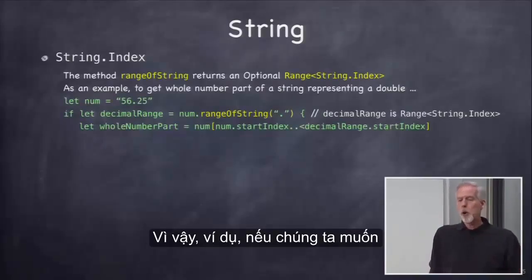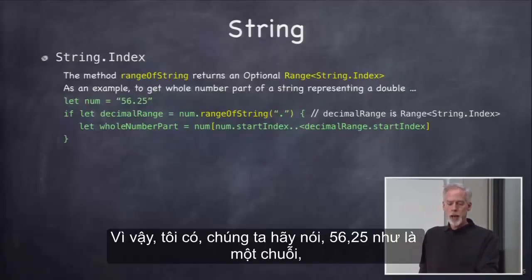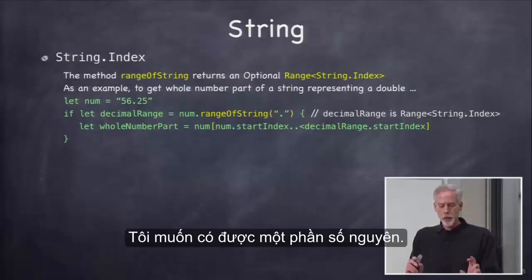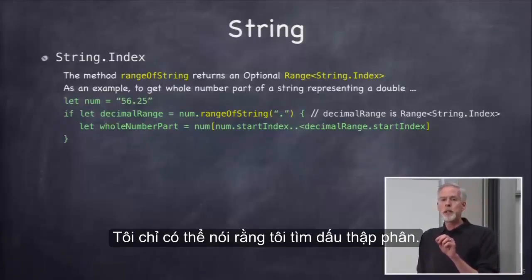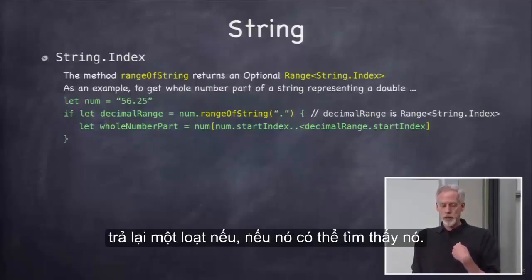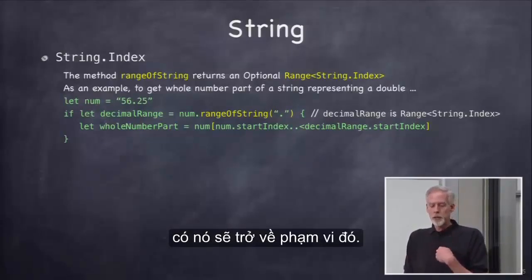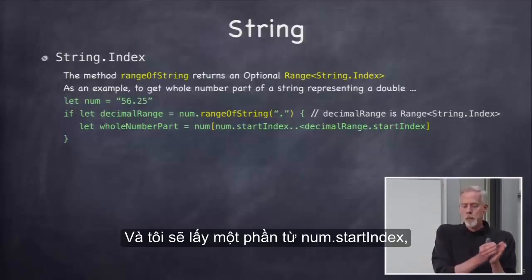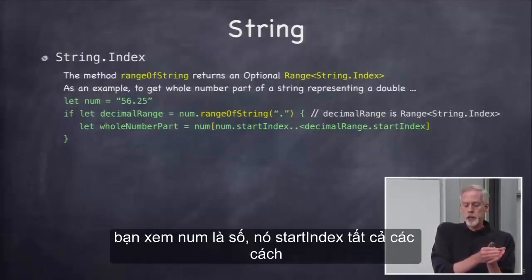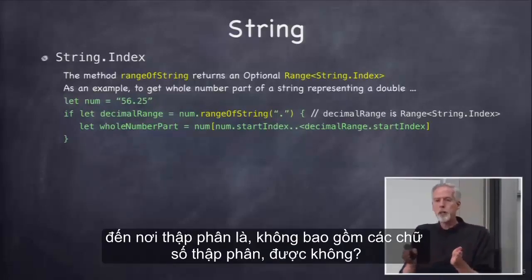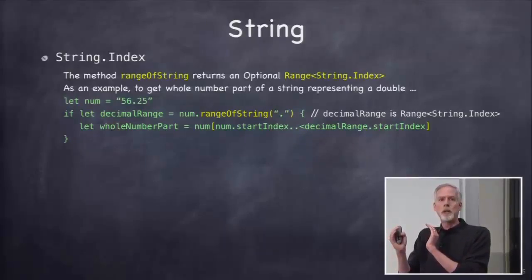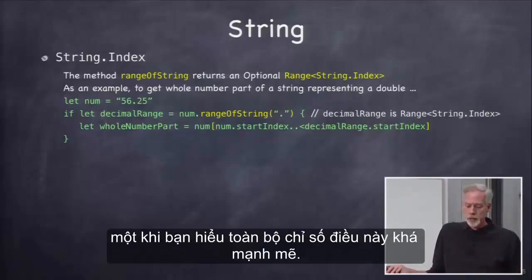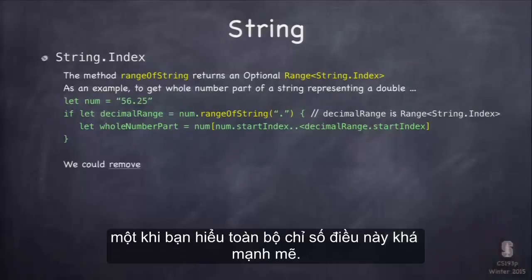So for example, if we wanted to get the whole number portion of a string that had a number, let's say I have 56.25 as a string, I want to get the whole number part. I could just say, find me that decimal point, and that's going to return a range if it can find it, if there's a decimal point in there. And I'm going to grab the part from the num's start index, all the way to where the decimal is, not including the decimal. Now I got the substring, which is the whole part. Everybody cool with that? So substringing a string is actually, once you understand this whole index thing, pretty powerful.